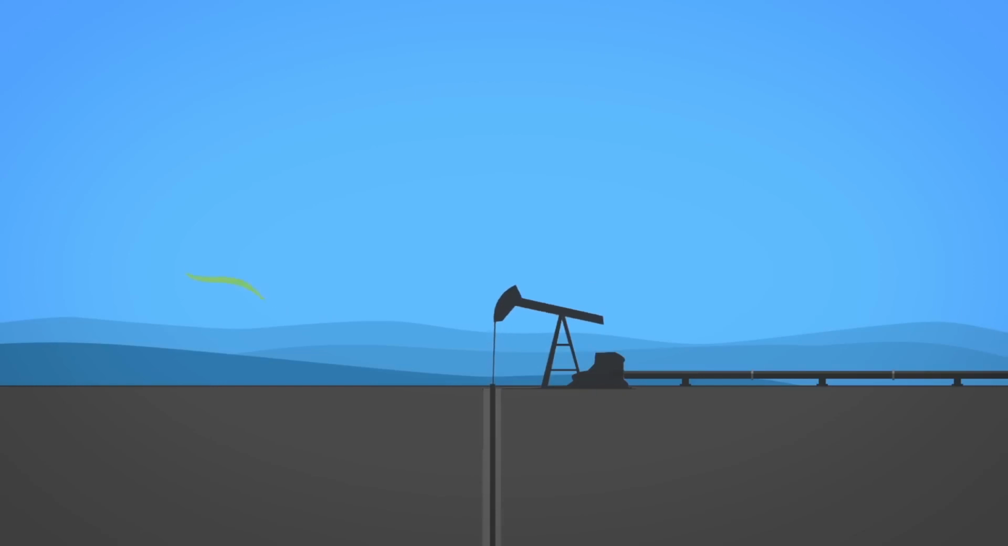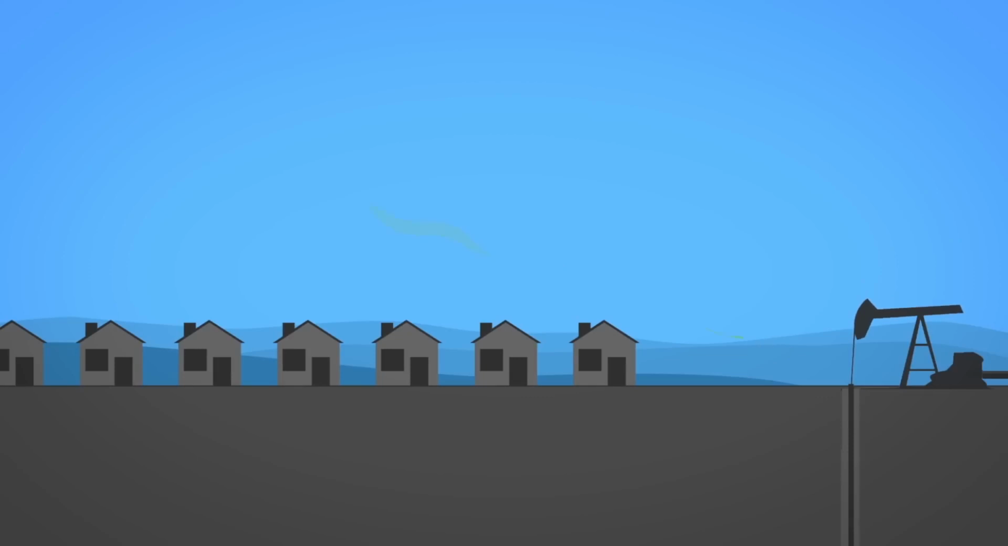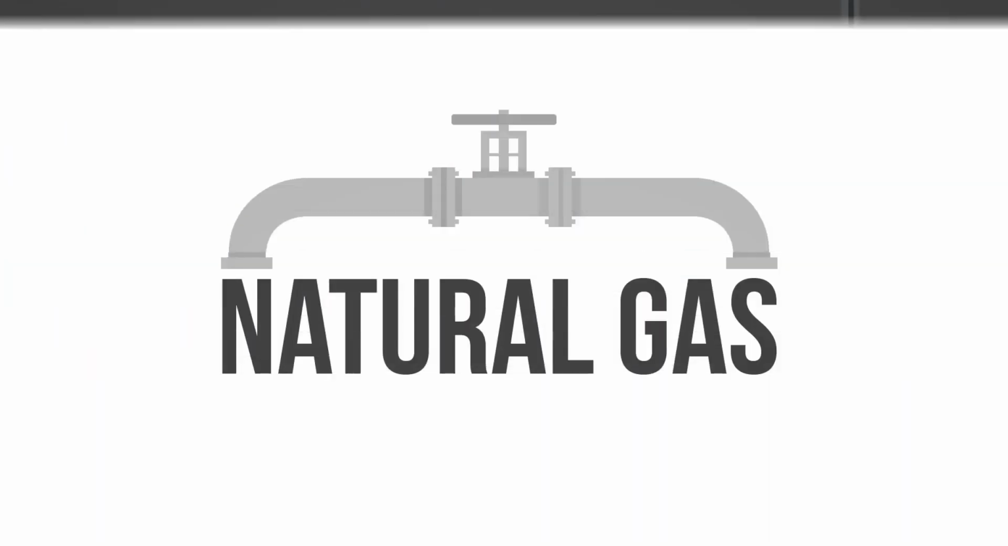During the extraction and transportation process, natural gas can escape into the atmosphere and contribute to climate change. Natural gas leaks are also dangerous to nearby communities because it is a colorless, odorless, highly toxic, and highly explosive gas. That's natural gas.